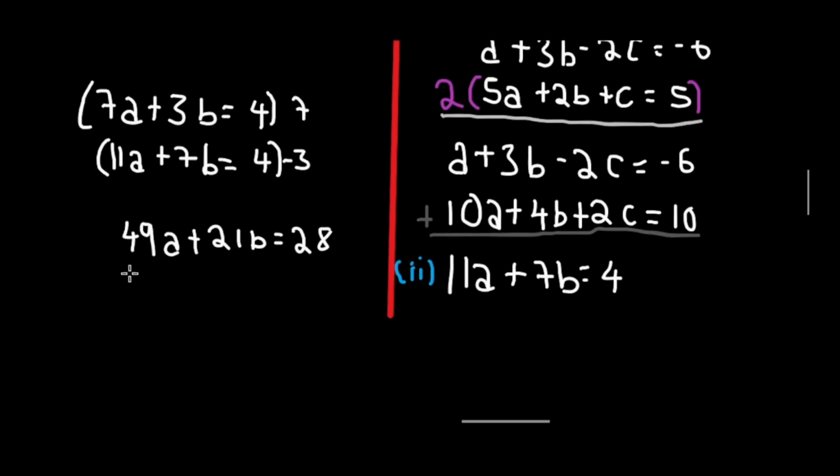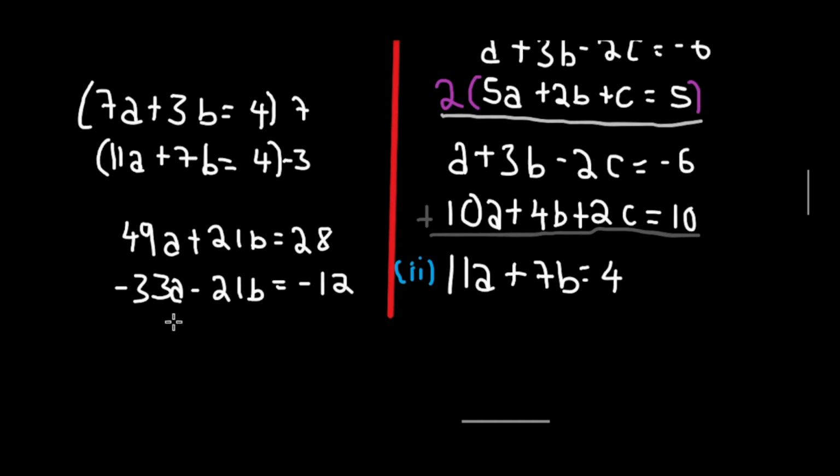So negative 3 times 11 will have negative 33a. Oh, I was in a rush. Then we'll have negative 3 multiplying our positive 7, which will give us a negative 21b. Negative 3 times 4, which will be obviously a negative 12.